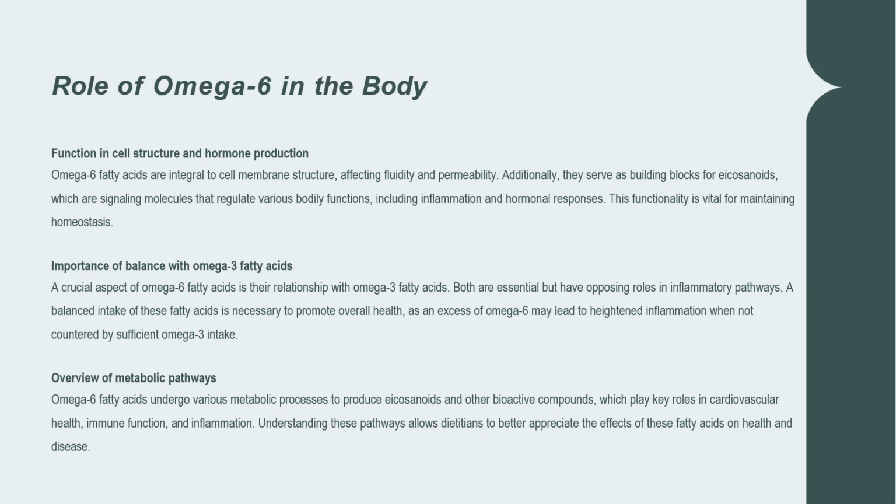Role of omega-6 in the body. Omega-6 fatty acids are integral to cell membrane structure, affecting fluidity and permeability. Additionally, they serve as building blocks for eicosanoids, which are signaling molecules that regulate various bodily functions, including inflammation and hormonal responses. This functionality is vital for maintaining homeostasis.